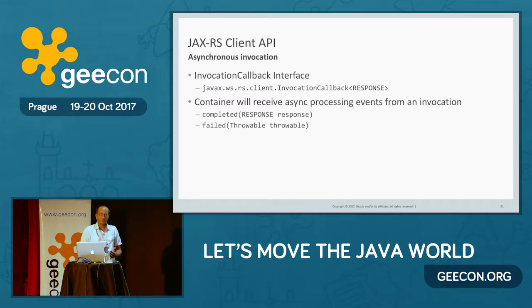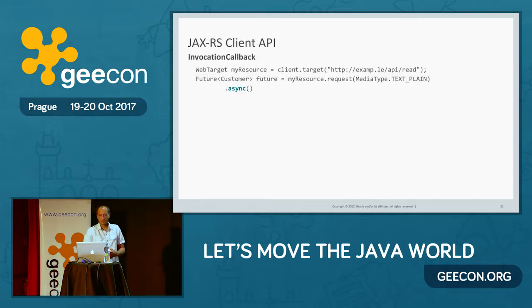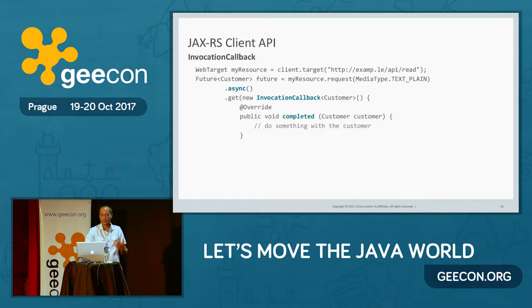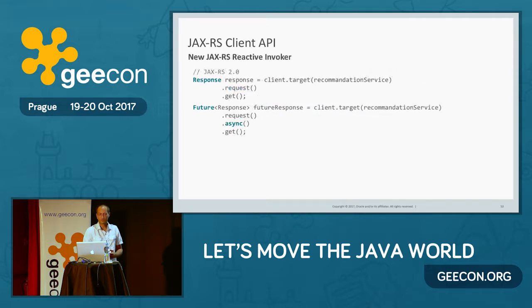If you wanted to overcome this limitation, you could implement your own invocation callback interface. This gave you the option to react to a completed event or failed event directly. So how did it look? Basically, we passed the invocation callback implementation to the client invocation itself. So we end up with something like this.